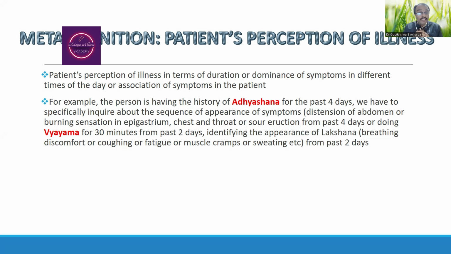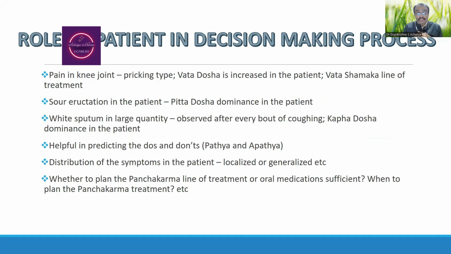Fatigue may indicate the person is doing an excessive amount of vyayama. Muscle cramps, specifically seen in the calf muscles, are also indicative of excessive vyayama. Sweating on the forehead may suggest a possibility of pitta dosha increase, or we can say increased metabolic processes are happening inside the body. So, whatever presenting complaint the person has, that has to be analyzed and discussed with the patient in the decision making process.